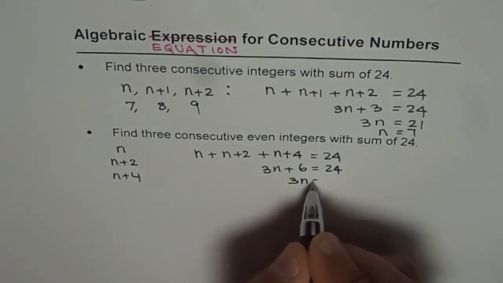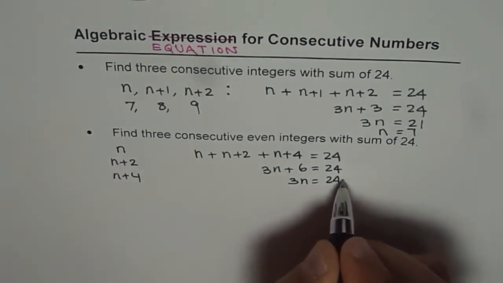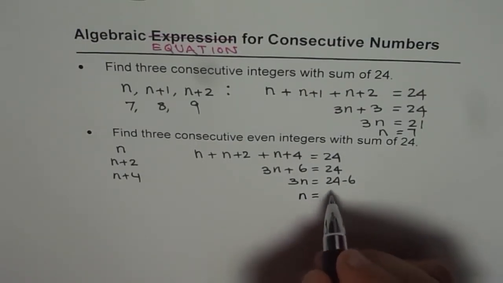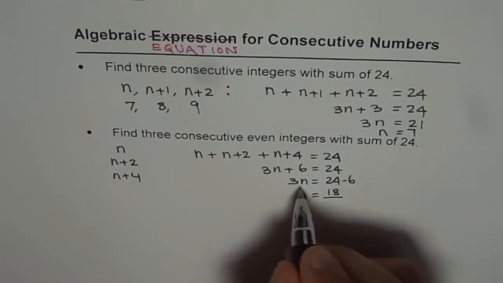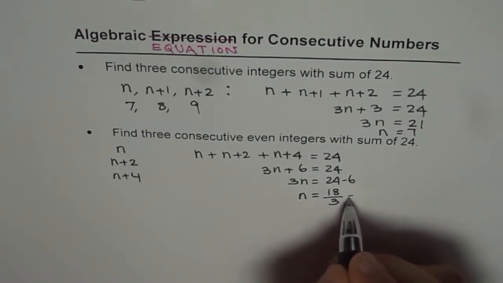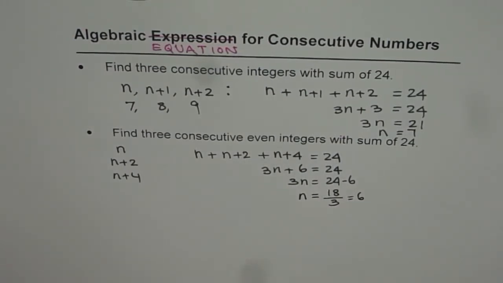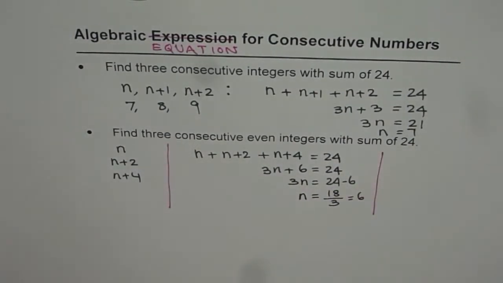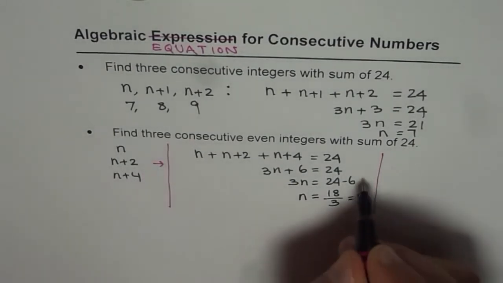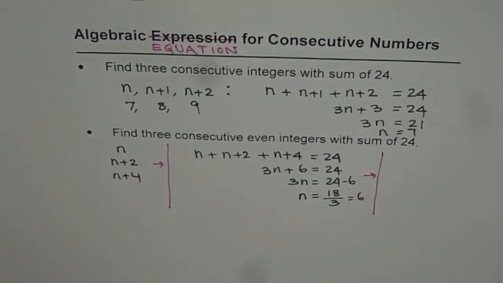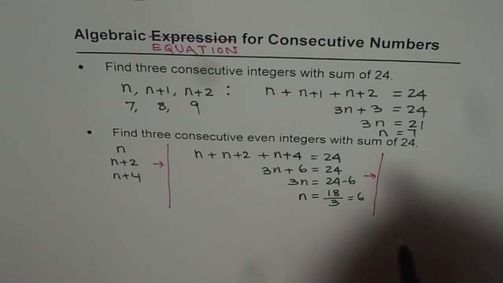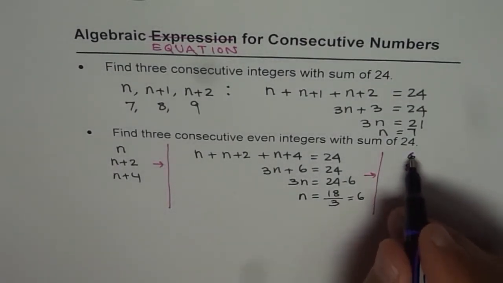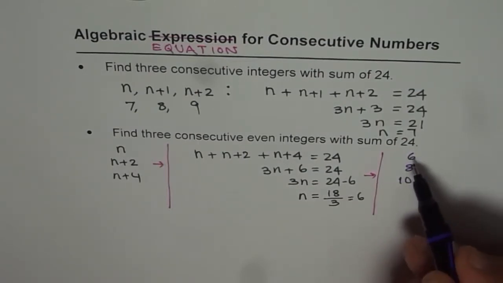Or 3n equals 24 minus 6. And n is 24 minus 6, which is 18, divided by 3, right? That gives you the number 6. And therefore, we get n as 6, right? So we get 6. The next one is 8. And then we have 6 plus 4, 10. As you can see, 6, 8, 10.